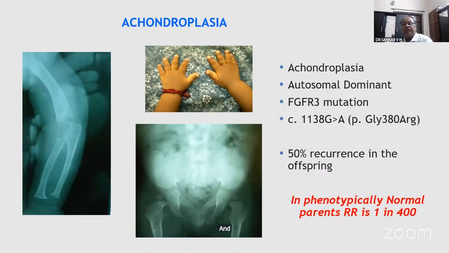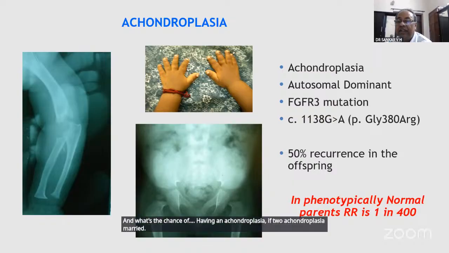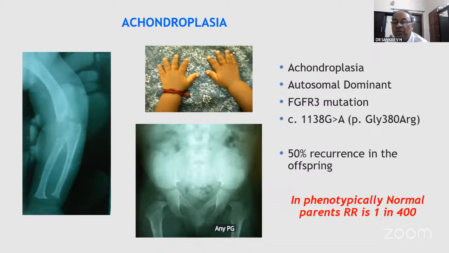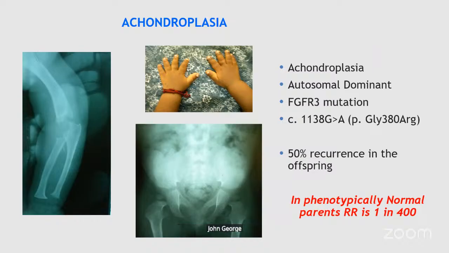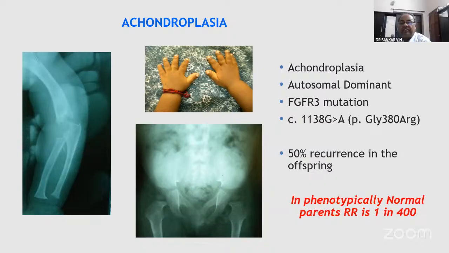And what's the chance of having an achondroplasia child if two achondroplasia patients marry? Any PG? Who is this, John George? What's the recurrence risk when two achondroplasia patients marry?